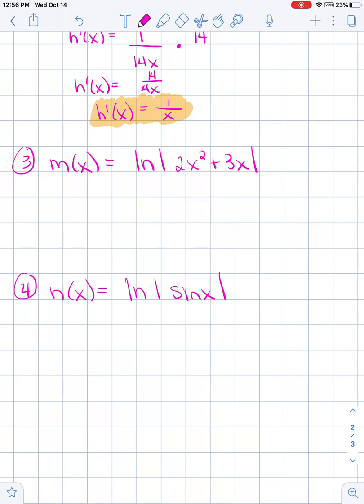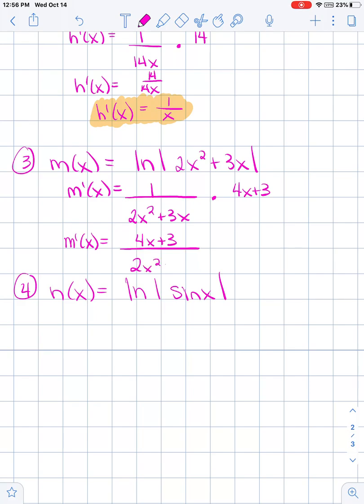Okay, if we use the chain rule on this first one, m prime of x, derivative of the natural log, so the outer function would be 1 over the inner function unchanged, multiplied by the derivative of the inner function, which is 4x plus 3. If I simplify this by multiplying those two together, I get 4x plus 3 over 2x squared plus 3x. So no, it's not always going to be 1 over x. It kind of just depends on what the inner function is. Maybe you knew that already, but if you didn't, now you know.